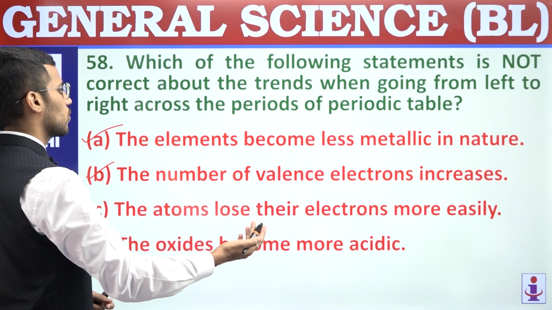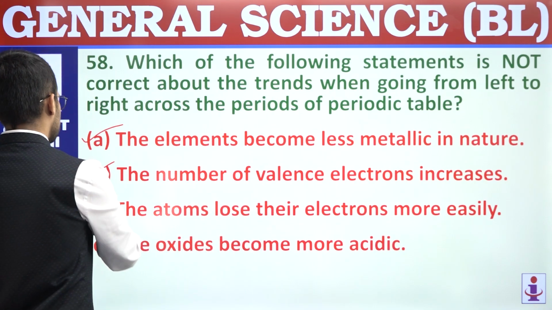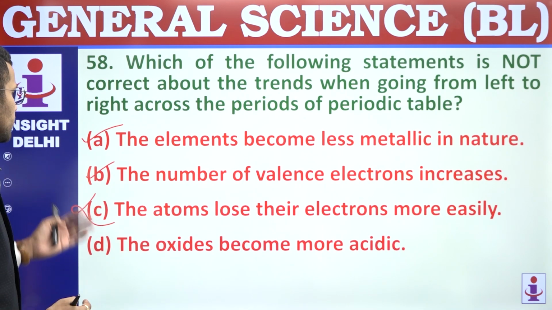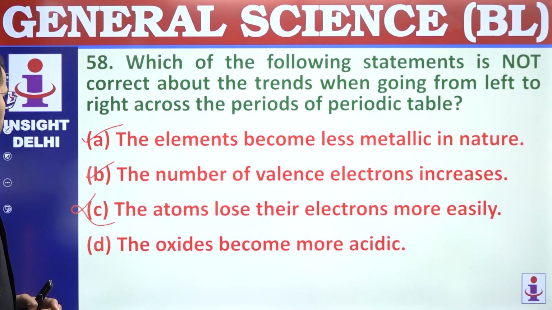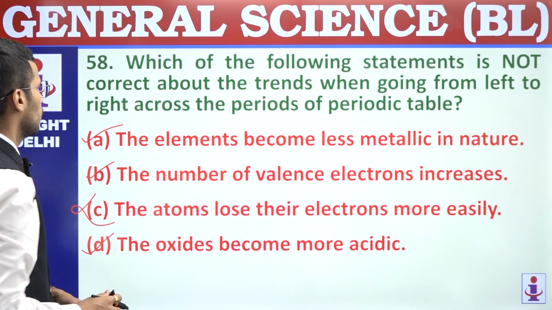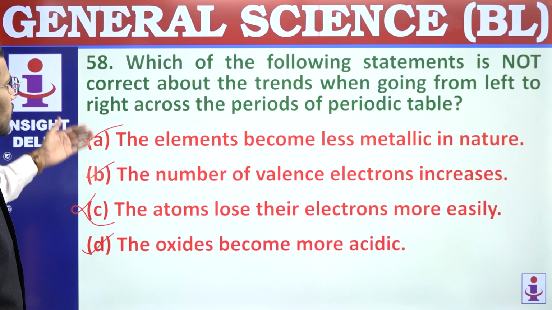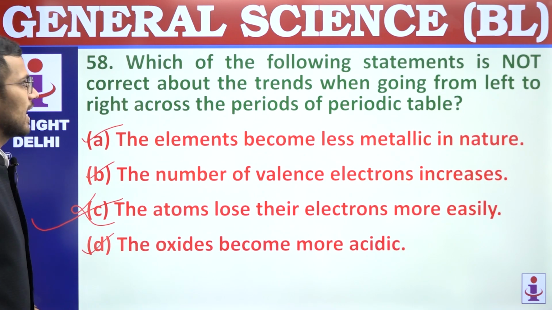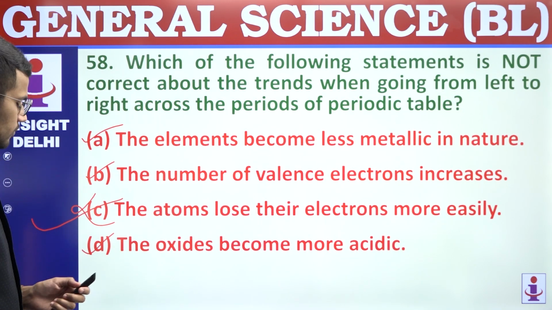If the valence electrons are going on increasing, then the ability to lose electrons reduces, and that's why this is incorrect. D, the oxides becomes more acidic in nature. Correct statement, right? So only C is not correct and hence it is our answer. Question number 58, answer is C.